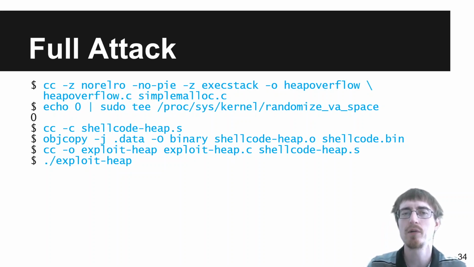Again, we disable the protections. We will learn about these protections later on and about ways to bypass them. And then eventually we use the new shellcode and the new program to exploit our heap overflow. And now we have our first working proof of concept for a heap overflow.